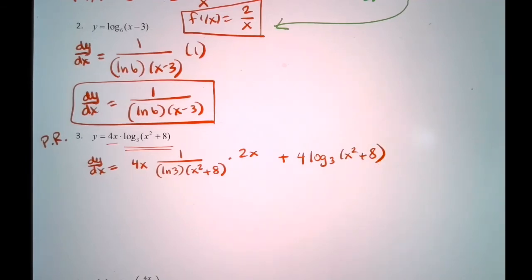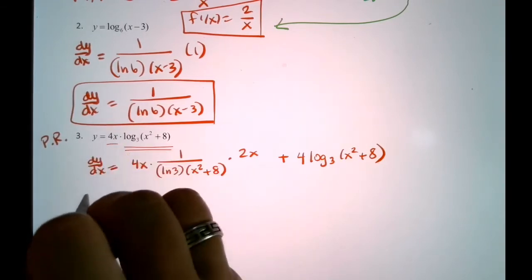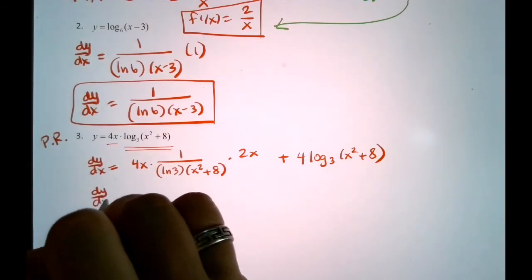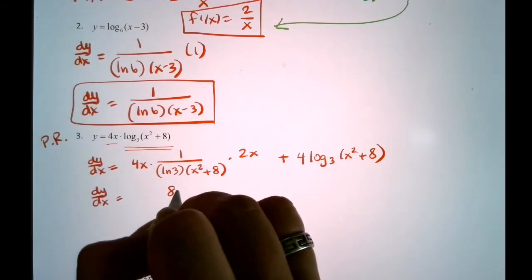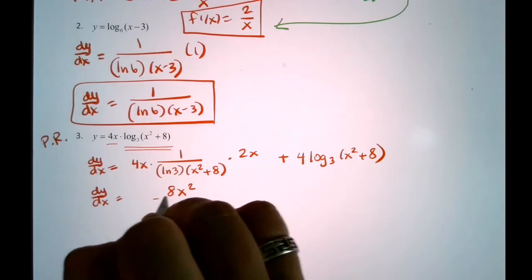So that's pretty good. I'm going to regroup on that first term. It looks a little junky, so I'm going to gather that together and just make the numerator 8x squared.